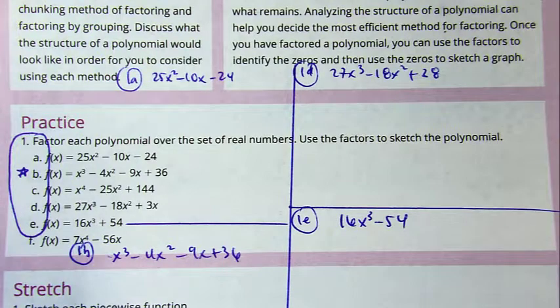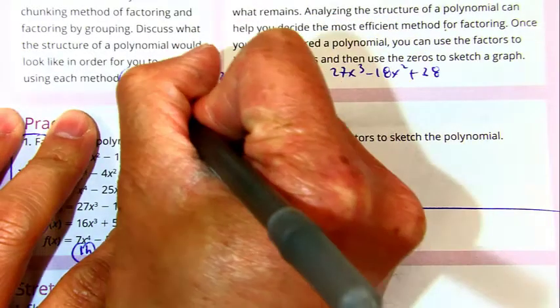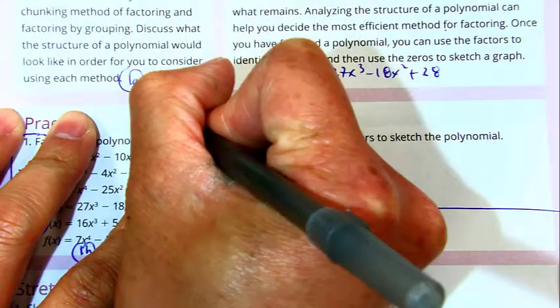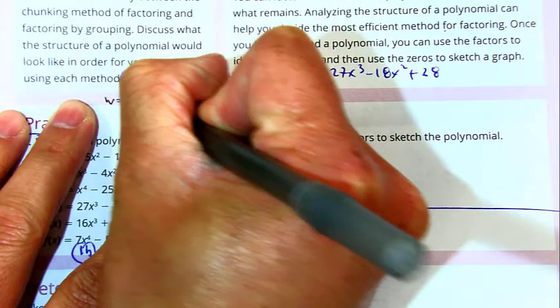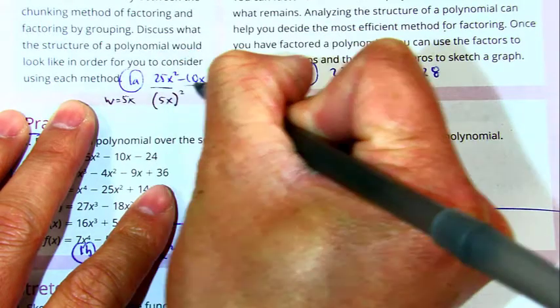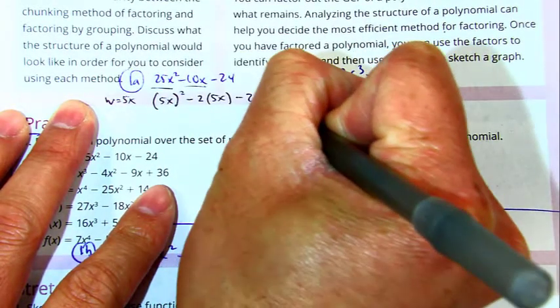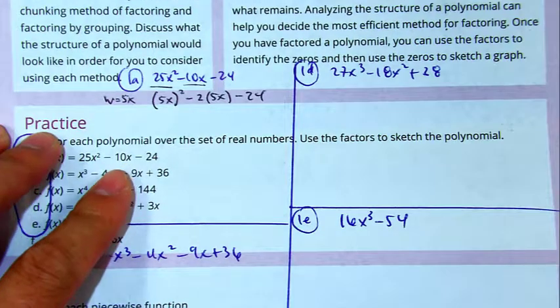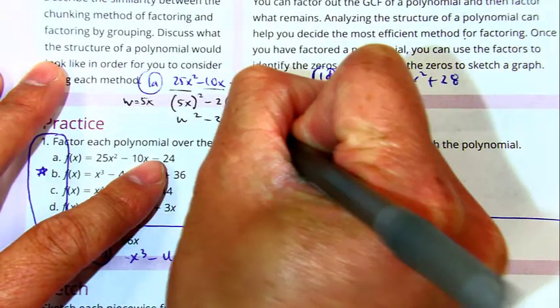So I'm going to choose to use factoring by grouping, factoring by chunking, and that works because I see the 25 and then the 10. So I'm going to pick W to be 5x. So I have 5x squared minus 2 times 5x minus 24. And then I'm just going to apply my substitution here. So I have W squared minus 2 times W minus 24.